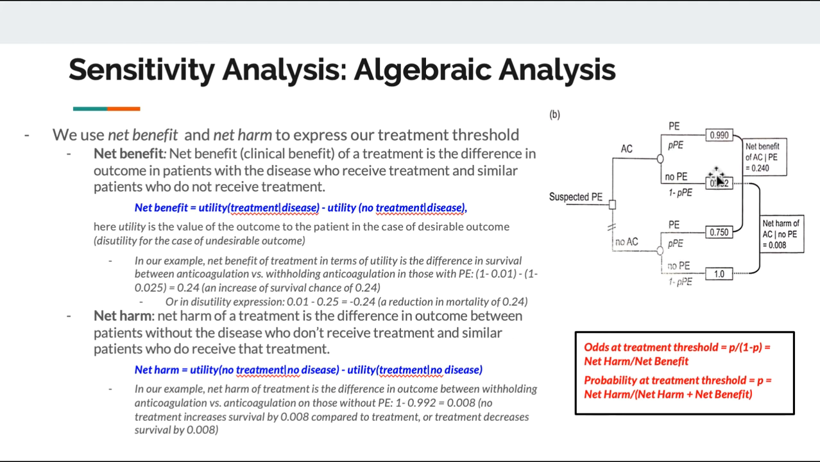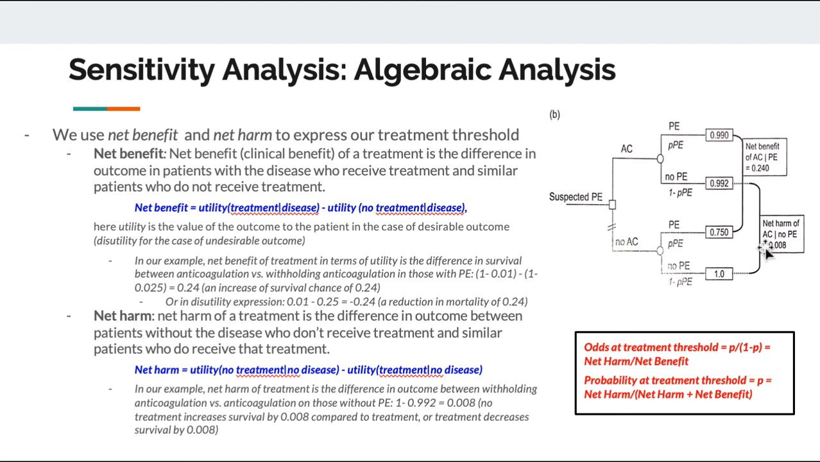So technically, we look at the decision tree right here. The difference between a no PE and no treatment right here, the outcome is going to be 1. For the other option, the AC and no PE, the outcome equals 0.992.